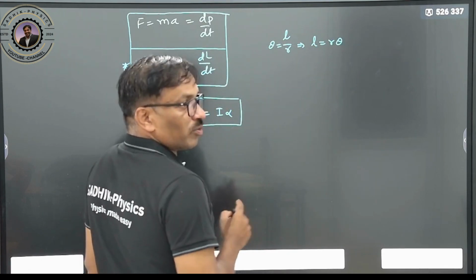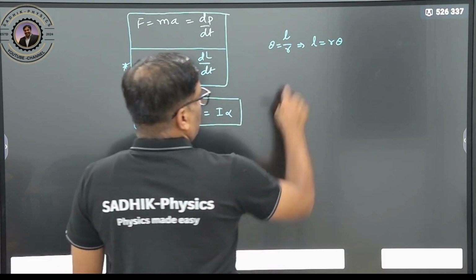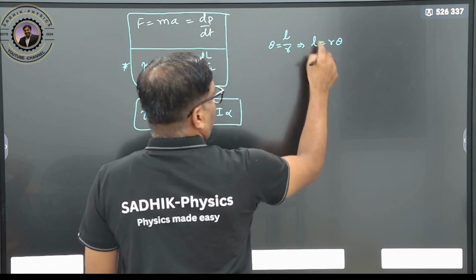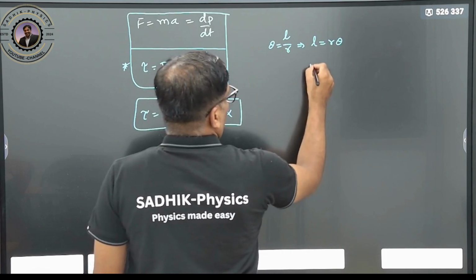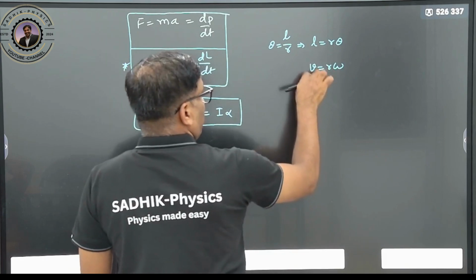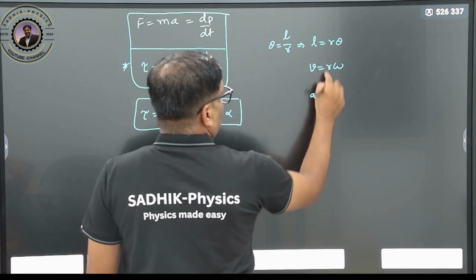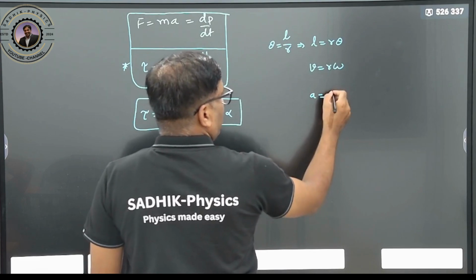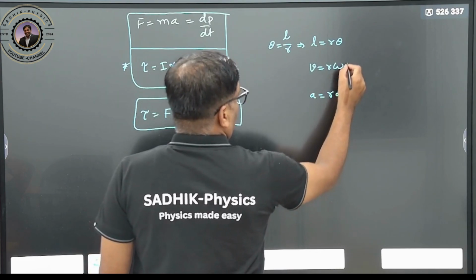Therefore, in circular motion we will discuss this concept. If you differentiate it, dl by dt gives d theta by dt, therefore velocity is equal to r omega. Again do the differentiation: dv by dt is nothing but acceleration. So r is constant, d omega by dt is nothing but r into alpha.